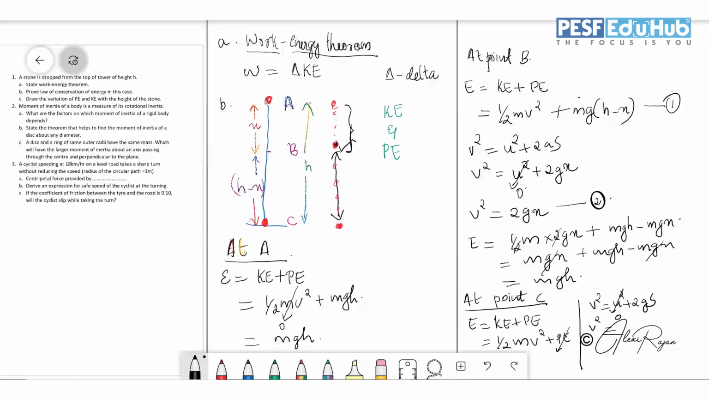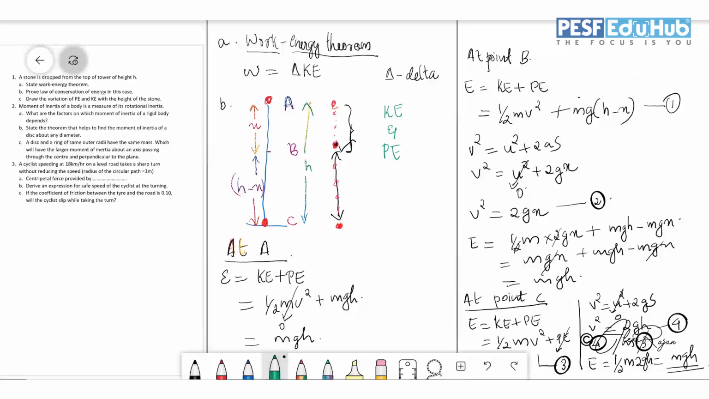V square is equal to 2gs. Displacement, it starts from point A and reaches point C. So displacement is what? The total height, that is equal to h. Substitute this value. Let this be equation 3, this equation 4. Put 4 in 3. So by substituting you will get energy is equal to half m v square. Instead of v square it is 2gh, that is equal to mgh.